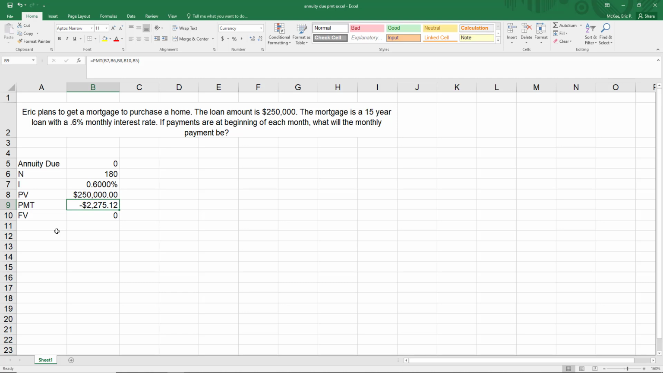So with this single function, you can now find the payment for any annuity due or ordinary annuity that your professor might throw at you.